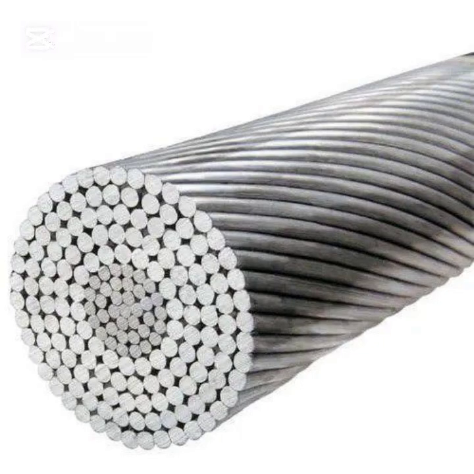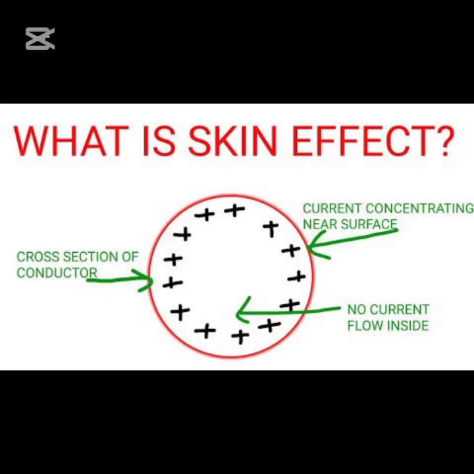Let's begin. When you hear the term skin effect, what comes to mind? Skin effect refers to the tendency of an AC current to distribute unevenly across the conductor's cross-section, with the current density concentrating on the outer surface of the conductor. This causes a gradual decrease of current toward the core of the conductor.